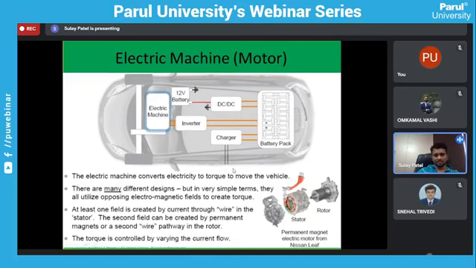So the purpose of the electric machine is to convert electricity to torque to move the vehicle. There are many different designs, but in very simple terms, they utilize opposing electromagnetic fields to create a torque. At least one field is created by current through a wire in the stator, and the second field can be created by permanent magnets or a second wire pathway in the rotor. The torque is controlled by varying current flow.